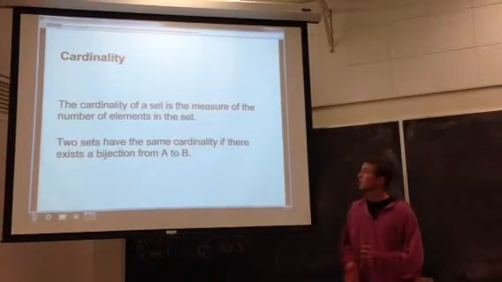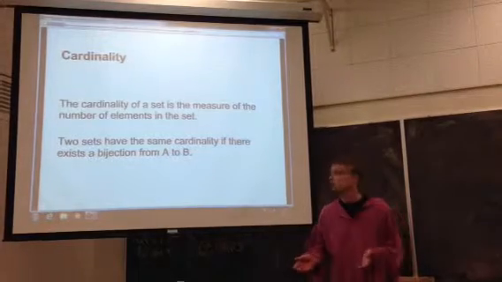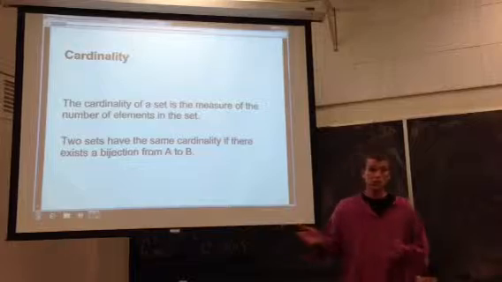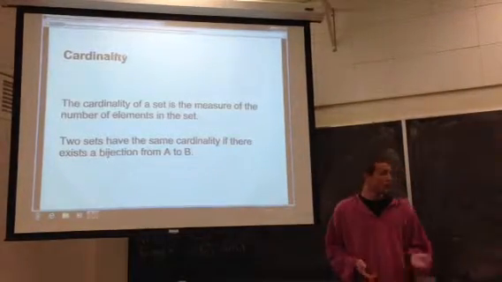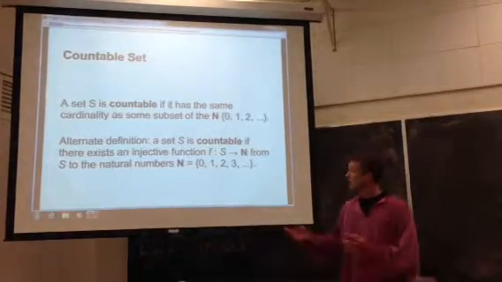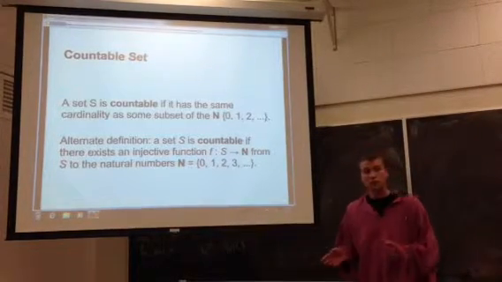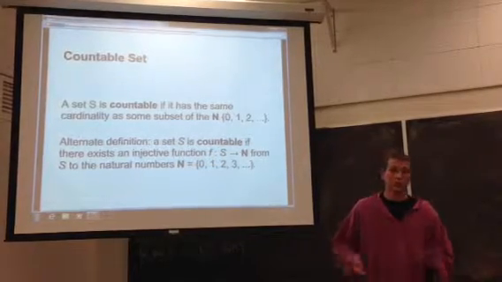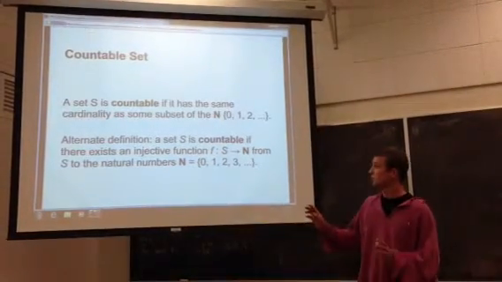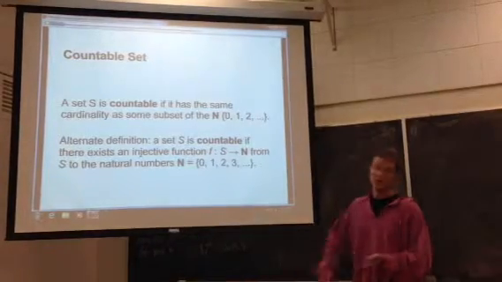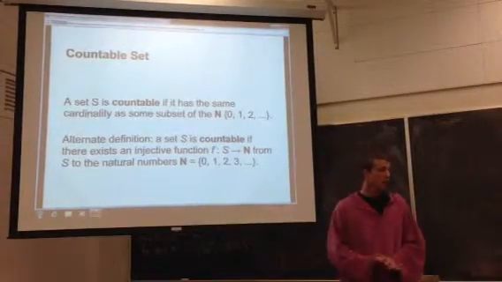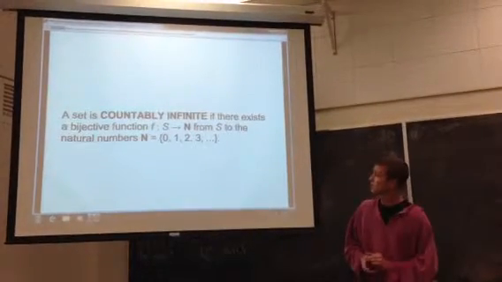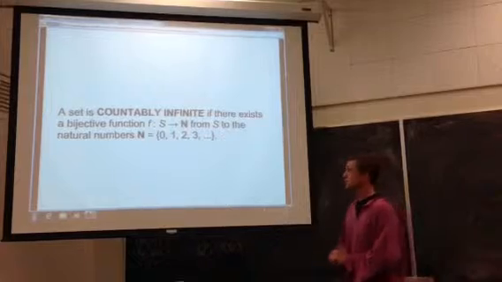So cardinality: the cardinality of a set is the measure of the number of elements in a given set. Two sets have the same cardinality if there exists a bijection from set A to set B. Next slide. A set S is countable if it has the same cardinality as some subset of the naturals. An alternate definition: a set S is countable if there exists an injective function from S to the naturals. Next slide. A set is countably infinite if there exists a bijective function from S to the naturals.